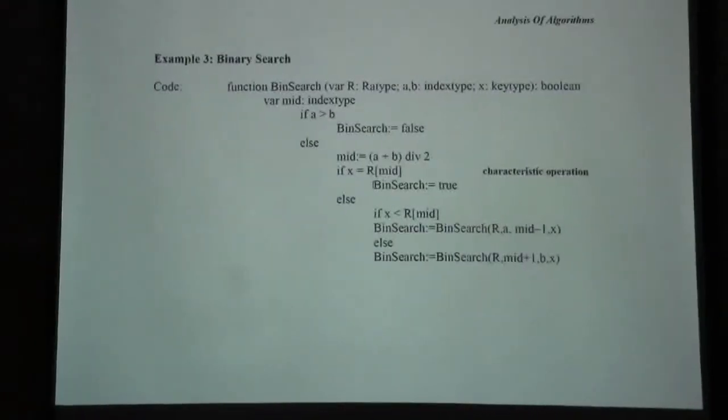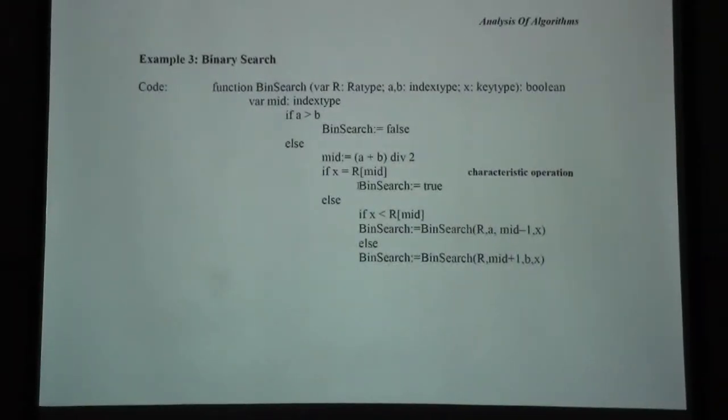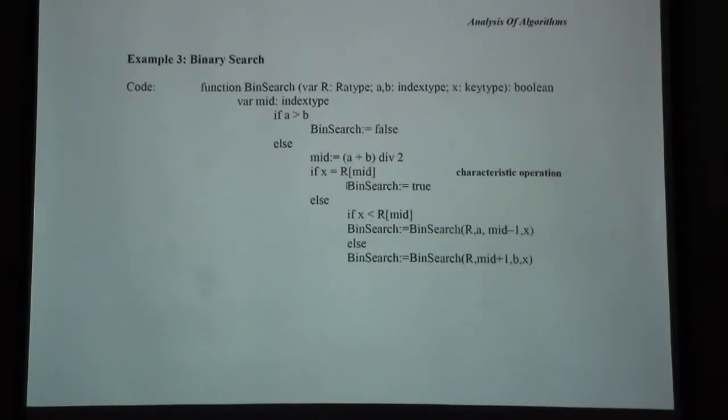All right, good. Let's look at the case of binary search and let's solve this algorithm. So the idea of a binary search, here's the code. Very, very simple idea. We are going to search an array called R, which is indexed from little a to little b, low index, high index. We're searching for element X, which is our key.